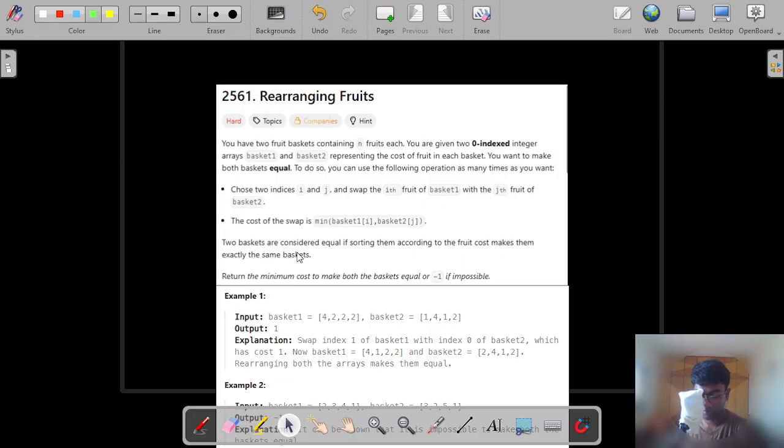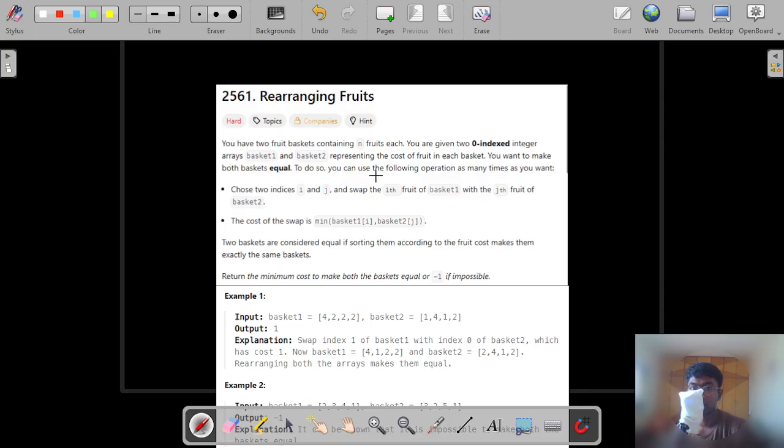Okay, so let's look at this problem. This is a hard type problem. You have two fruit baskets containing n fruits each. You are given two zero-indexed integer arrays, basket1 and basket2, which represent the cost of fruit. You want to make both baskets equal.